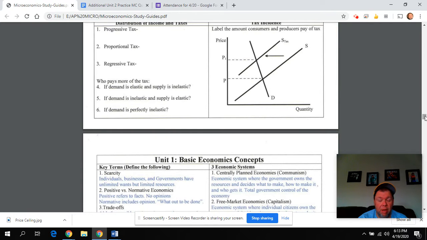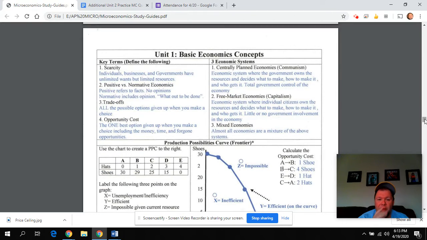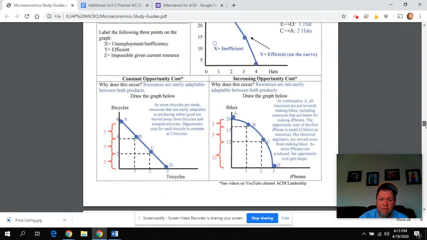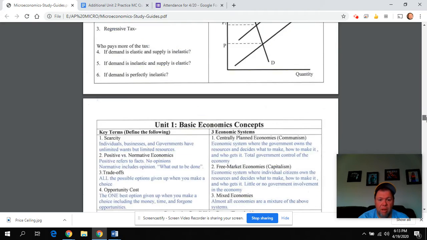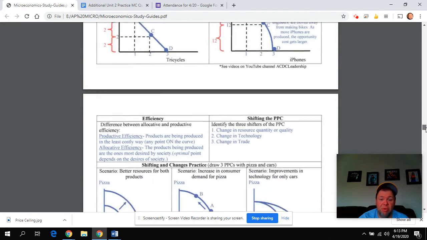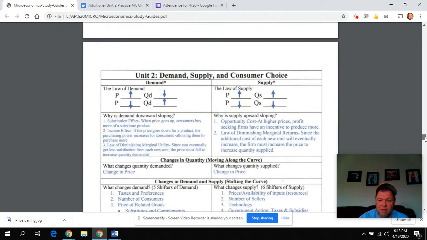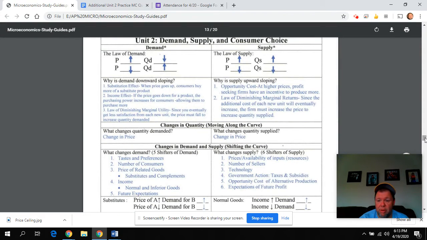For tomorrow, April 20th, we're going to start working a little bit on the micro units. I will share the micro review sheet with you, just like the macro one, blank ones, and then the answers at the end. We're not going to do unit one again because we've already done unit one when we talked about it in macro. It's still the same stuff. So we're going to do unit two: supply and demand and all the consumer choice stuff that goes along with that. We're going to spend a couple of days on this.